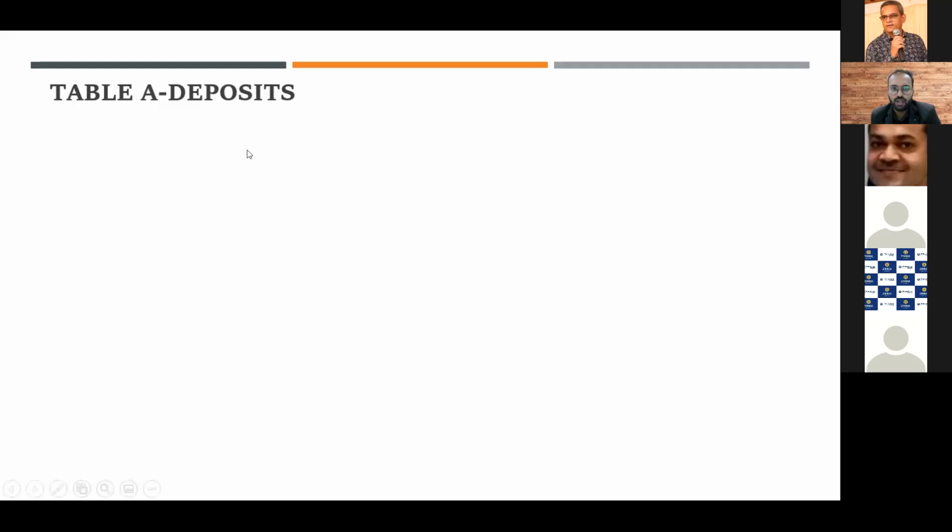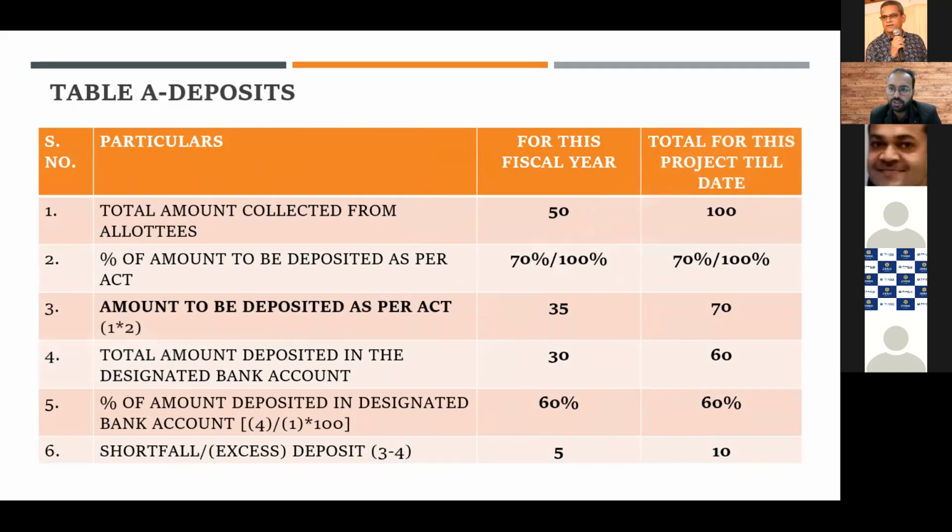Okay. So deposits table, we have a deposit table, which I was talking about. Here you have to mention the total amount collected, and this is for that particular year. So if I am issuing the certificate for financial year 21-22, then for that particular fiscal year, and total for this project, that is cumulative. So your total amount collected from the allottees, suppose I am collecting 50 rupees, percentage of amount deposited as per the Act. Now here the wording is as per the Act. So here it is 70%, but for ongoing it is 100%. So whichever is applicable, you can mention here.